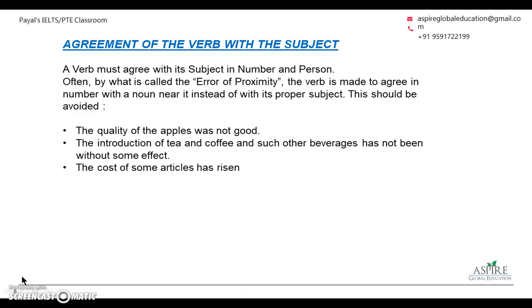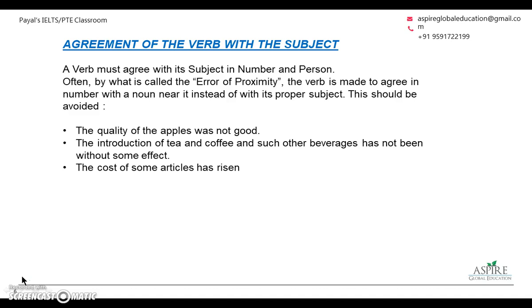The introduction of tea and coffee and such other beverages has not been without some effect. So if I look at the word beverages, I should use a plural verb, which is have. But I am not talking about beverages. I'm talking about introduction. Introduction of anything, be it singular or plural. And the word introduction is singular, therefore my verb will also be singular. That is why the verb is has.